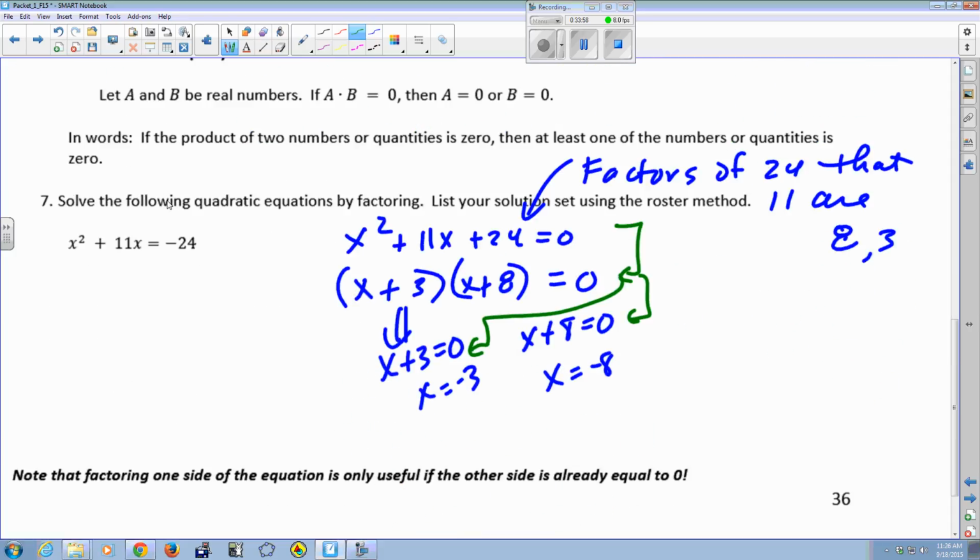So how would you write this in your MyMathLab? Remember, they're always looking for the solution set. You'll have two solutions. So what order do you think you write it in? Descending? Ascending? The smaller number first, right? So you'll put -8, -3. I just wanted to point that out.